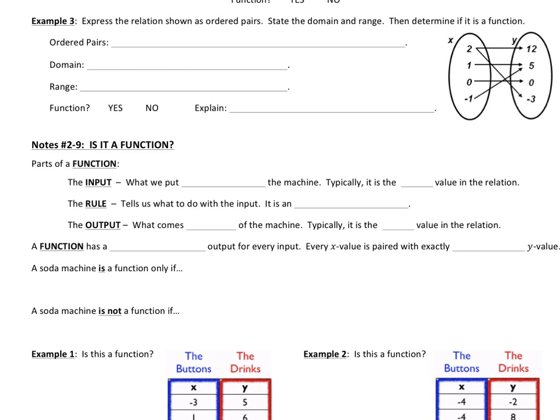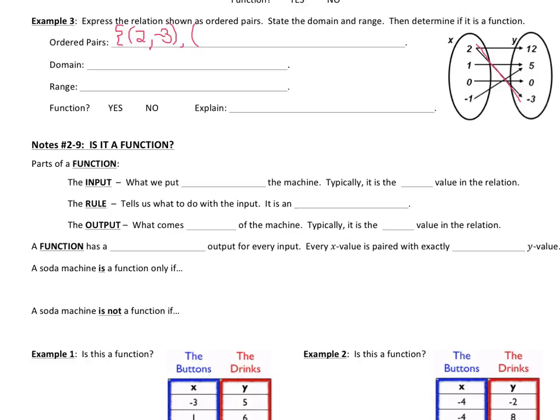Okay, moving on to example 3. It says express the relations shown as ordered pairs. State the domain and range, and then determine if it is a function. So we're going to start by just listing the ordered pairs. So we have to see what matches up. If you look at the 2 that matches up with -3, so our first ordered pair will be 2, -3.